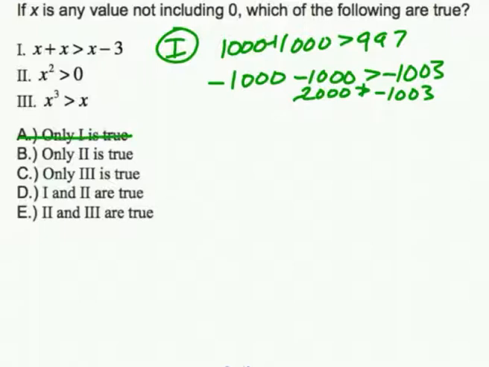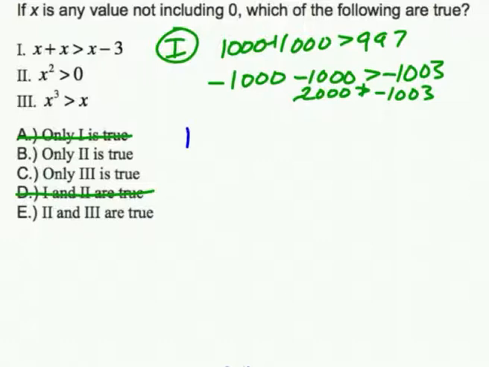So that means for me, first of all, A is out. Only 1 is true is not accurate since it's not true at all. But it also removes D as an option. So I'm saying if 1 and 2 are true and I just found out 1 is false, I'm going to scan my options and make sure that I get rid of anything that has 1 as a possible answer.